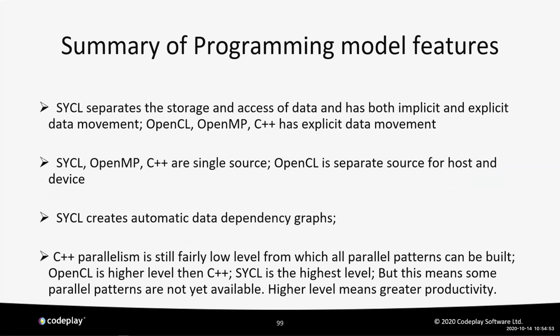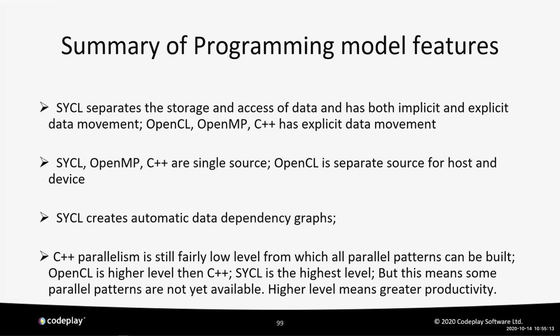Now, looking ahead, SYCL separates the storage and access of data and has both implicit and explicit data movement. OpenCL, OpenMP, C++ also have explicit data movement. SYCL, OpenMP, C++ are single source. OpenCL is separate source for host and device. SYCL, in its implicit data movement, creates an automatic data dependency graph.